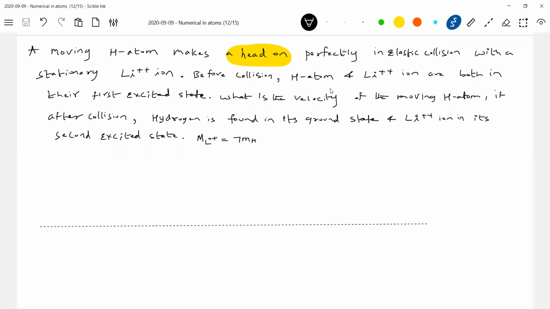Initially, the hydrogen, let me write mh, is in an excited state. It is moving with a velocity u. Lithium, I'll write ml only. Both are in the first excited state, and this one is at rest. After the collision, the hydrogen atom is found to be in the ground state, whereas this one will get excited.